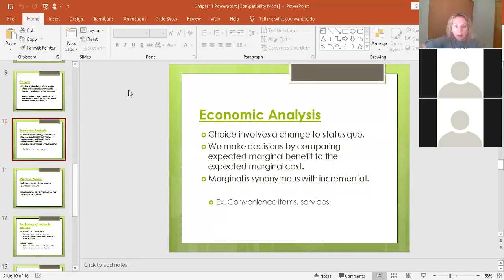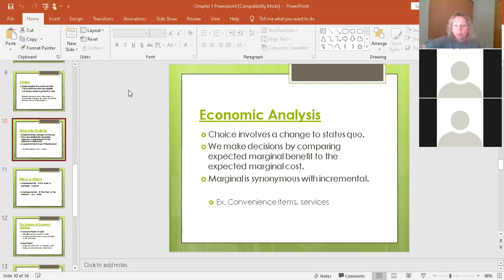All right, economic analysis. We're continuing on that choice conversation. Choice involves a change in status quo. What is status quo? Status quo is the current state of things. So when you make a choice on what to eat, where to go, who to spend time with, what classes to take, whatever, what you're doing is you're changing the way things currently are. So you're going to do something different, you're going to have something different, you're going to eat something, you're going to buy something that changes the way things are at this particular moment.